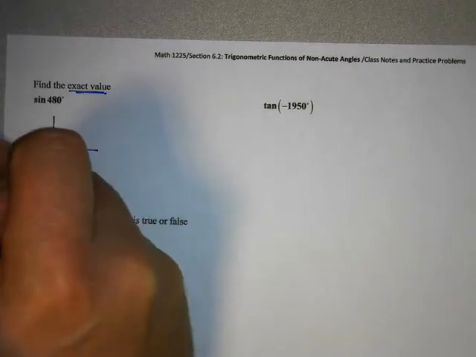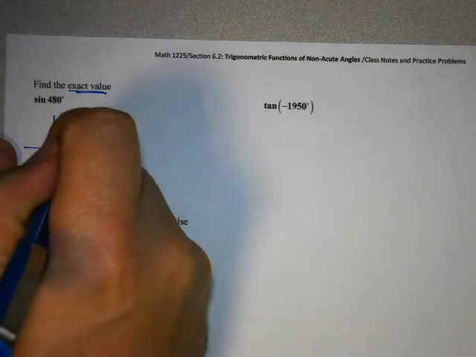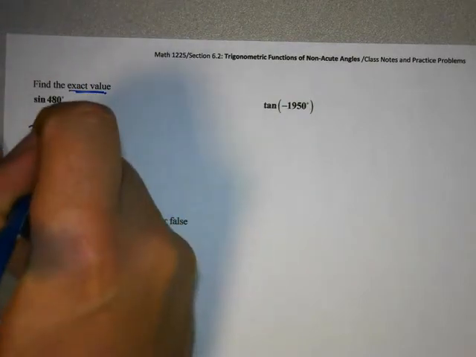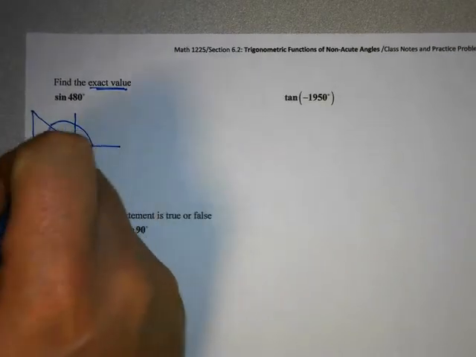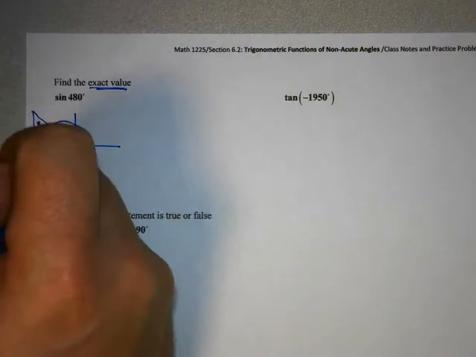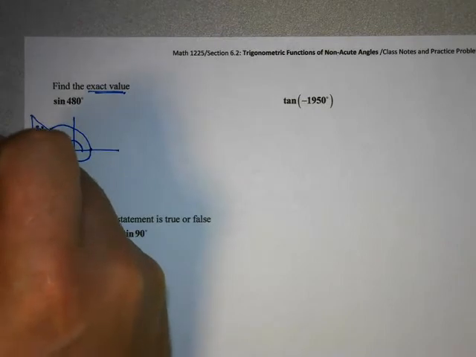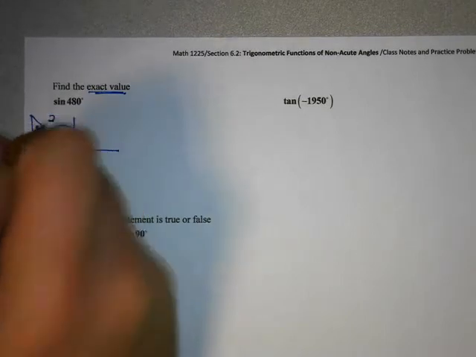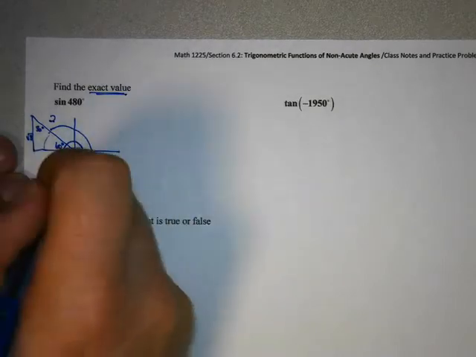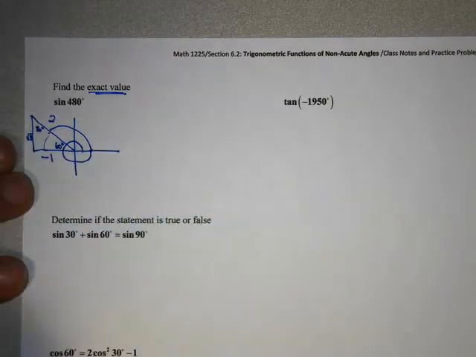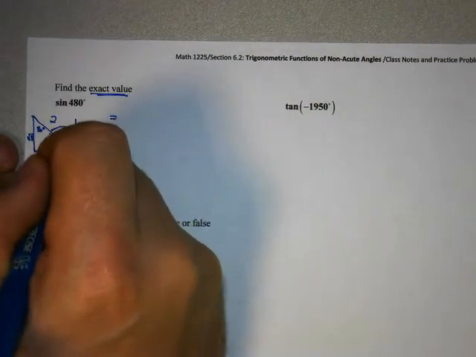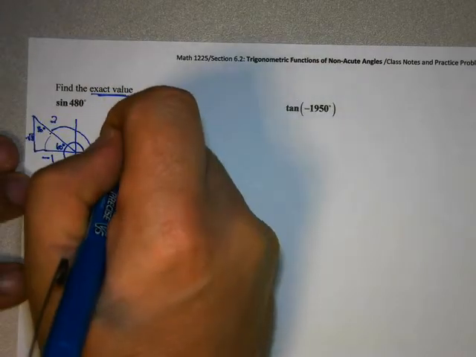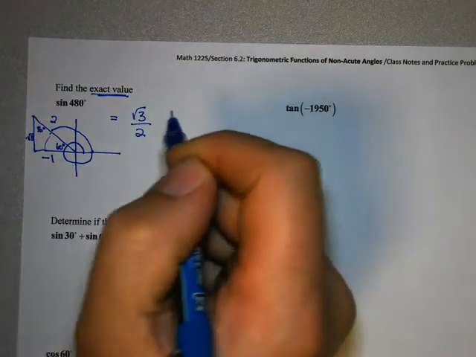480. So there's 360. So how much further do I have to go? I have to go another 120. Well, then I know, if this is 120, then this is going to be 60 degrees to get back to that 180. So this is the square root of 3, 1, 2. So this is back, it's to the left, so that's negative, up is positive. So this is going to equal opposite over hypotenuse, square root of 3 over 2.